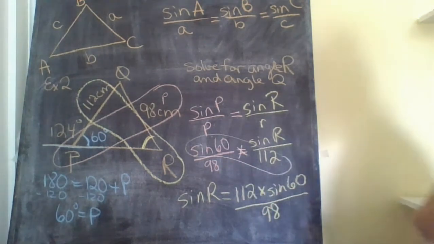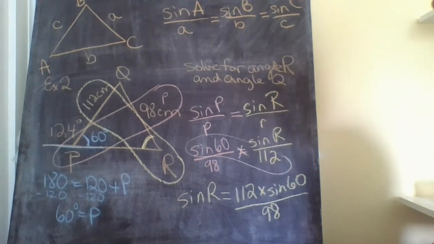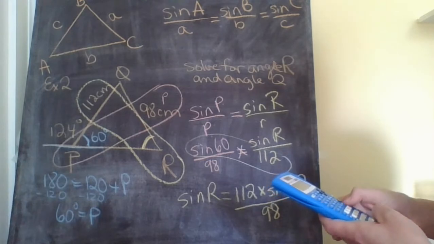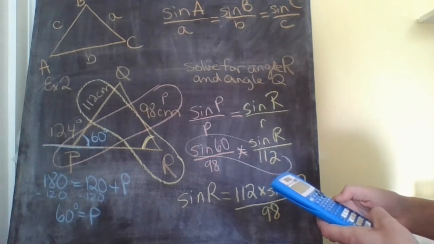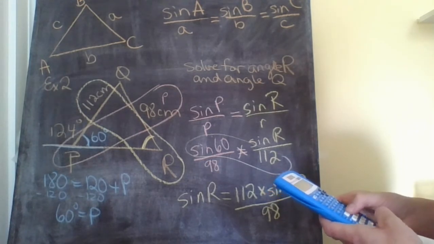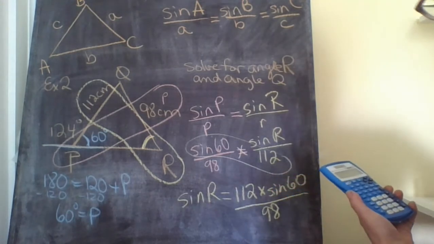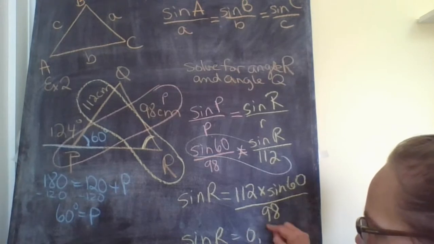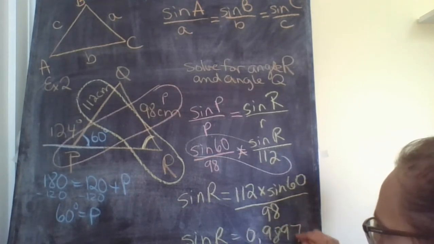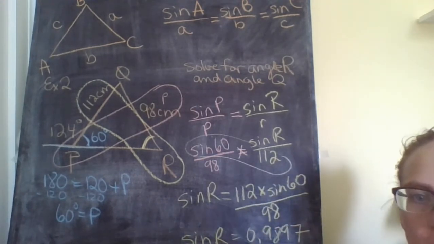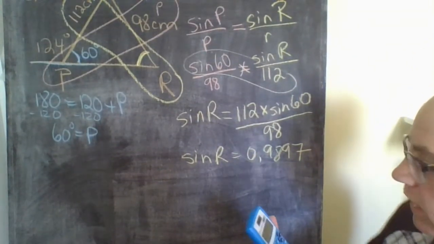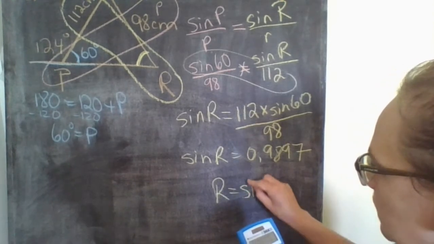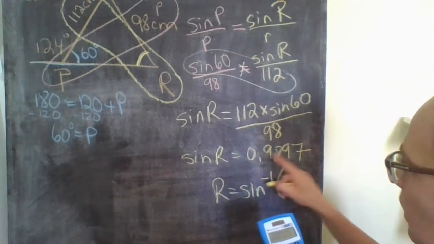Throw all that in your calculator and you're going to get some number. Okay, it's going to look like a great big giant decimal. 112 times sine 60 divided by 98 equals, I get 0.9897 and a bunch more decimals. Okay, so to rearrange, remember we need to find the angle. So that means we need the sine inverse of all of this.